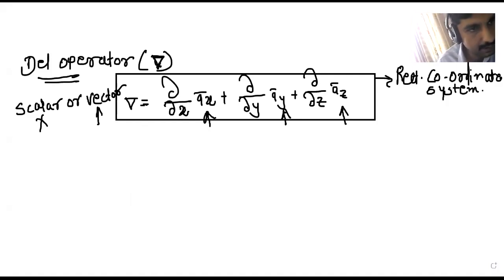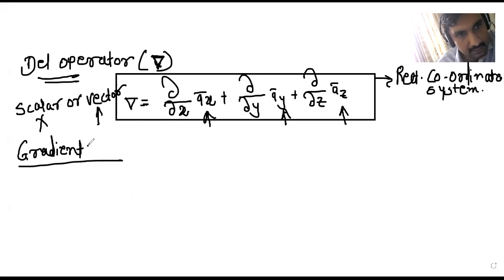Right, so I'm talking about gradient with respect to the del operator only. Let me write here gradient. So what do you mean by gradient? Now let me tell you, keep it in mind, when this del operates on a scalar quantity, it gives you the gradient.